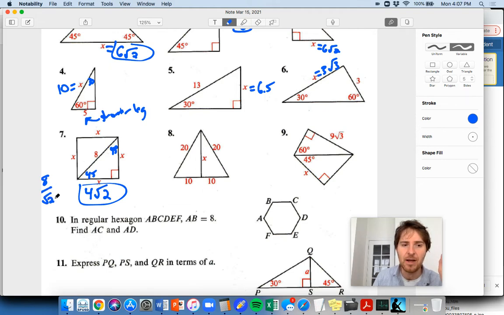I would do 8 divided by root 2, rationalize the denominator. Do root 2 over root 2, and then you get 8 root 2 over 2. And that would equal 4 root 2, because if I have 8 root 2s, I'm splitting them 2 ways. Each person's going to get 4 root 2.